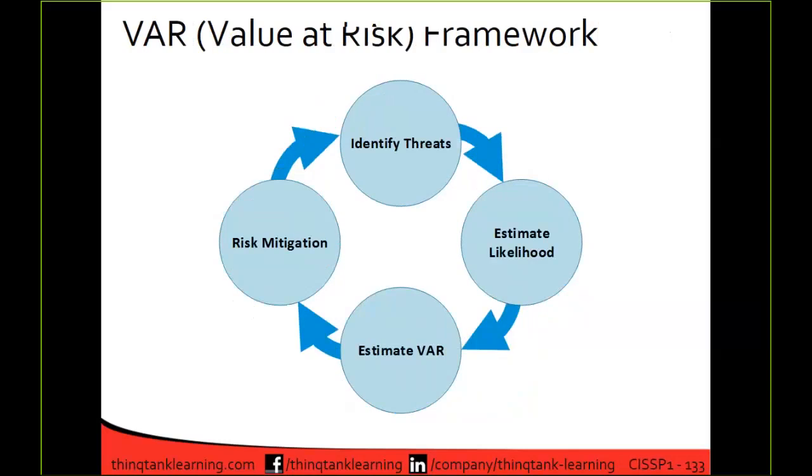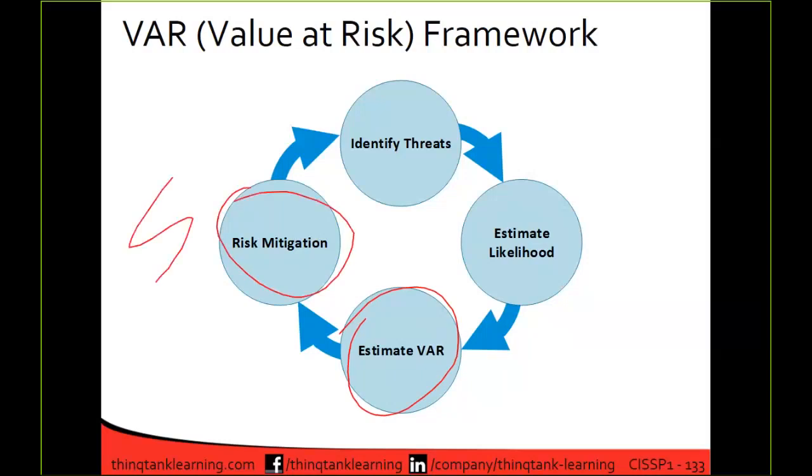Like I said, the VAR framework is a little bit different, but it's still basically the same steps. What are the threats? What is the likelihood that the threat is going to be realized? What is the value at risk? And that's usually determined as some sort of measurable number, so that you can identify how much you're going to invest in your risk mitigation technique. Okay?